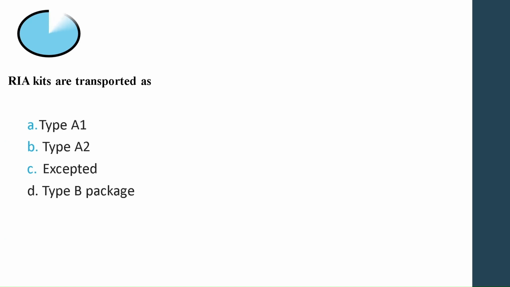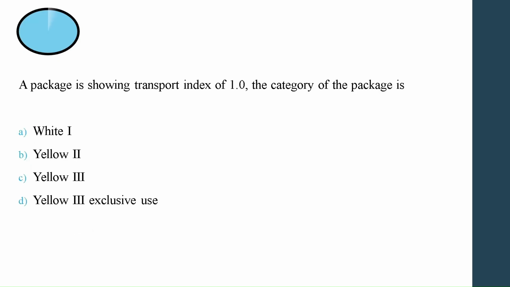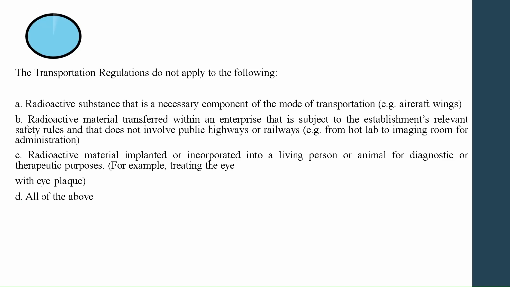So RIA kits are transported as accepted packages. This is already discussed. A package is showing transport index of 1. Suppose 1 transport index, then the category of the package is yellow 2.